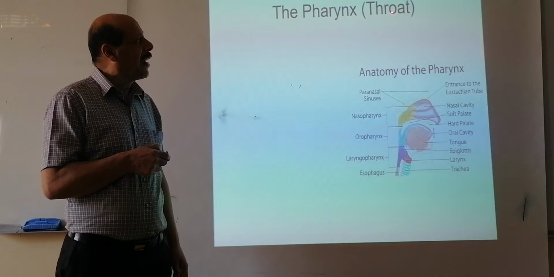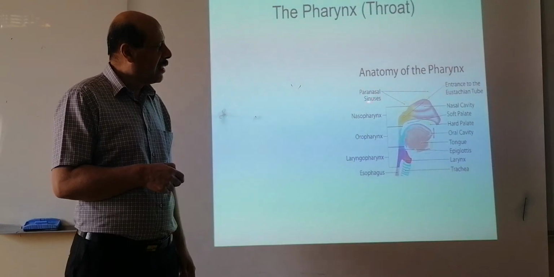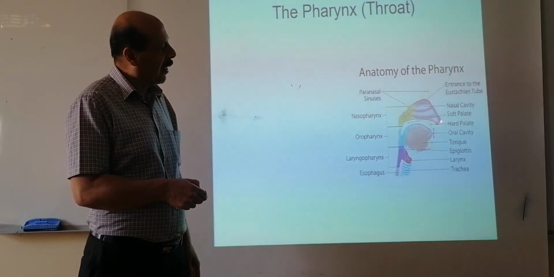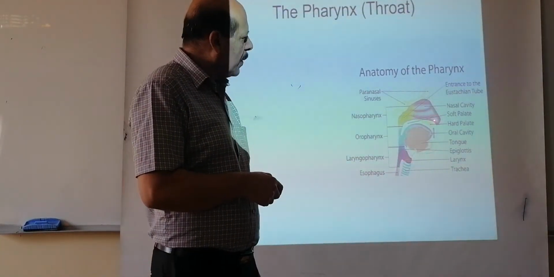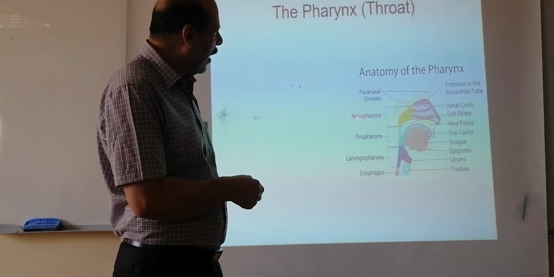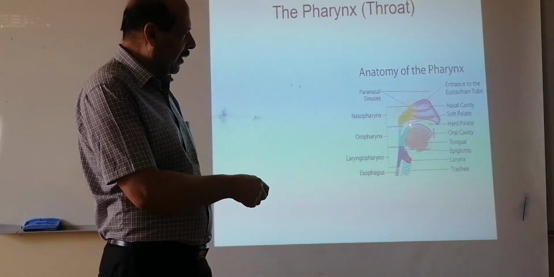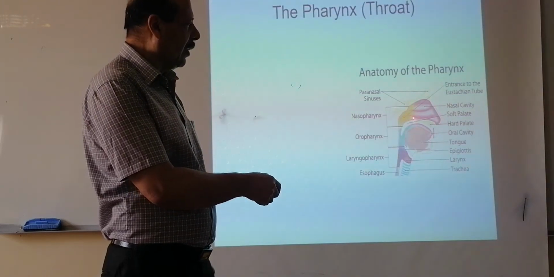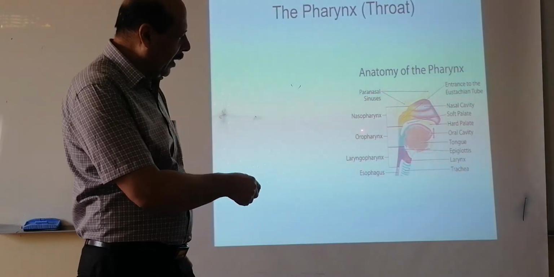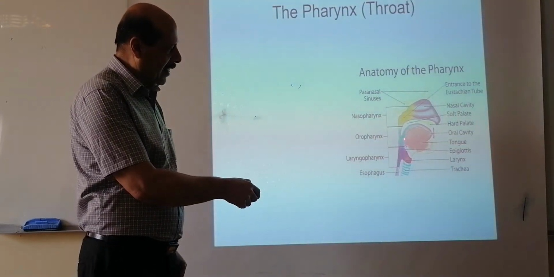So the pharynx or throat, this is again the anatomy of the pharynx. This is the nasal part starting from the nose. This is the nose. This is the hard palate. This is the soft palate. In the pharynx, we have this part we call the nasopharynx, which is at the level of the nose, and here downward, we call it the oropharynx.